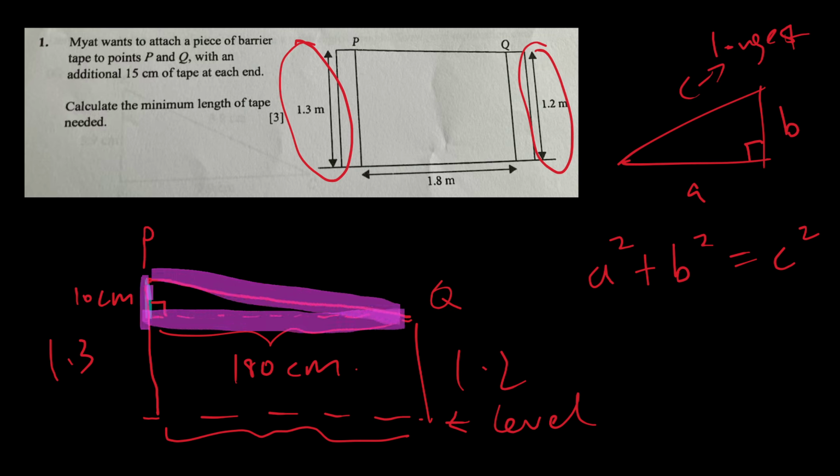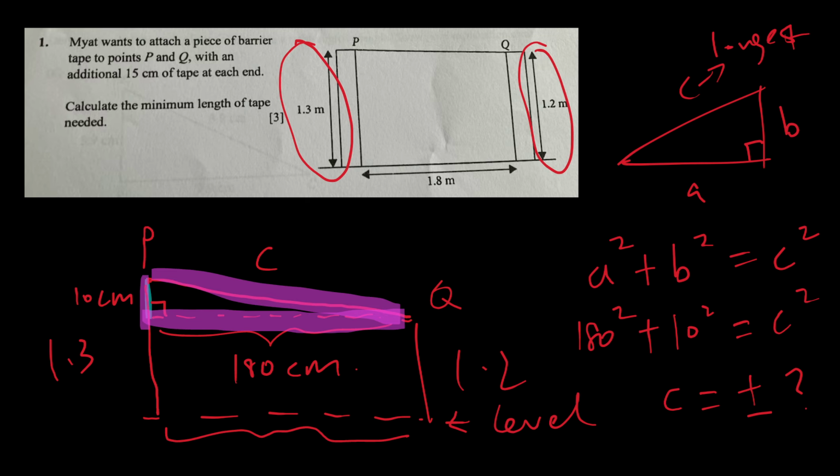Okay, so now you can actually apply the Pythagoras theorem, and this is your side C. Alright, so you just plug in your A is 180 square plus the B is 10 square, therefore your C square, and then you just need to compute, and then you get your C equals plus minus a value. Okay, so that is the length required from P to Q.